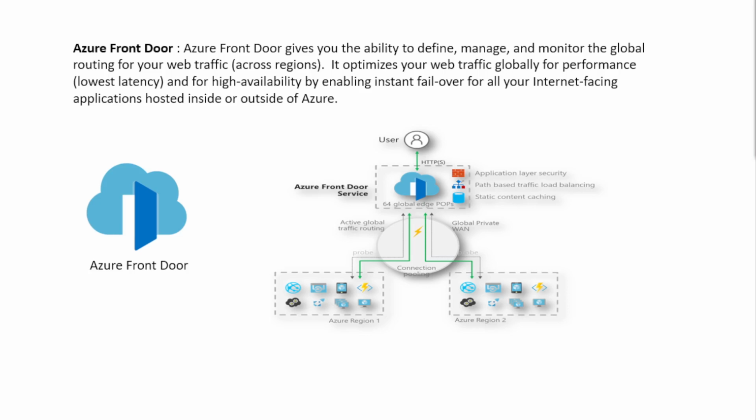And the most important thing that it provides is static content caching, which is not in Application Gateway. If you want static content caching, that is where Azure Front Door comes into the picture. It gives you a caching capability, and it is a very fast solution with good performance and the lowest latency for any HTTPS traffic.